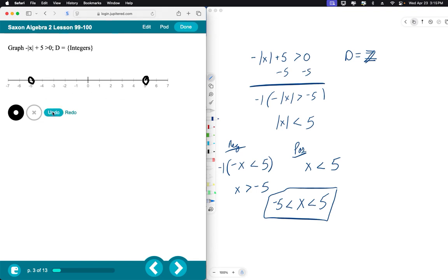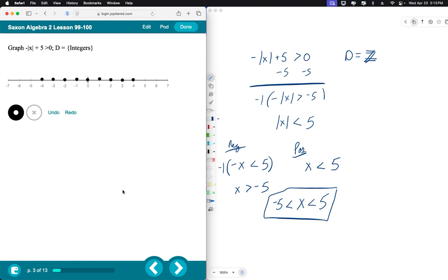Actually, no, we would not do that, would we? We would not, because the domain is integers. So we still have this conjunction, but because the domain is integers, we're just going to put a dot on all the integers that would be between negative 5 and positive 5.